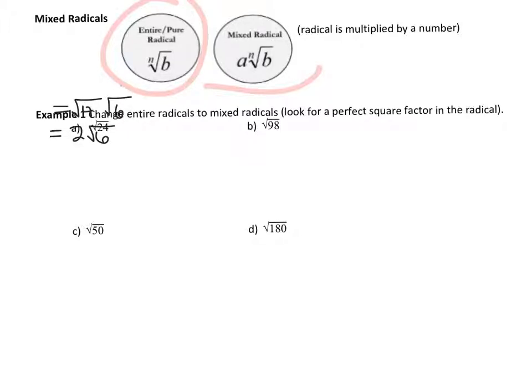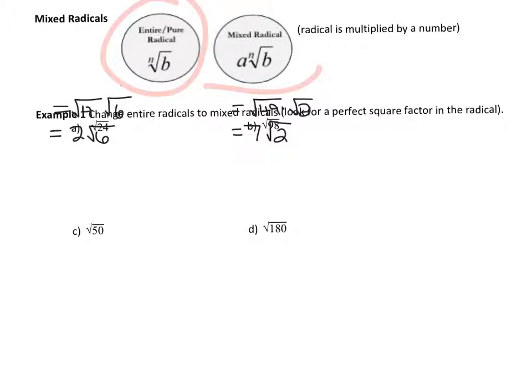Now let's look at 98. When you look for perfect squares in the square root of 98, we've got 49 times 2, and we know the square root of 49 is 7. So we can simplify that into 7 times the root of 2.